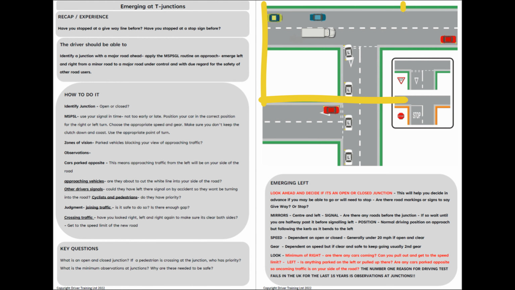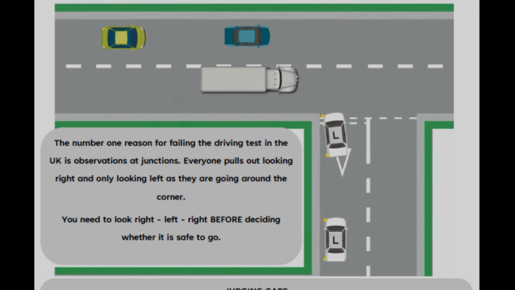We know then comes position. So when you turned left, Chris, what position did you take up? We want to do the same with the left emerge. Our speed, well, that depends on whether it's an open or a closed junction. Same as our gear. If it's a closed junction, we know we're going to come up and stop at it. If it's an open junction, our speed may be around 10 miles an hour. Our gear would most likely be second. However, if it is a closed junction, we know we're just going to come up, stop, and then go into first gear. So that leaves look.